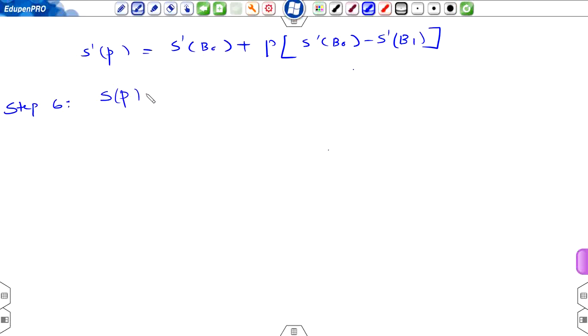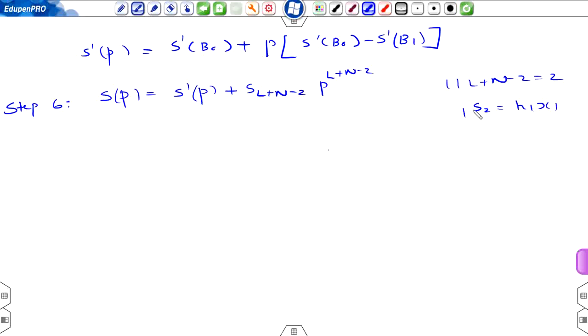In the next step you have to calculate S of P, that is given by S prime P plus S of L plus n minus 2, P raised to power L plus n minus 2. So L plus n minus 2 is 2, as we have already calculated, and S of 2 is equal to H1 x1. Substituting this value, we have S prime P plus H1 x1 P square, that is S of P.